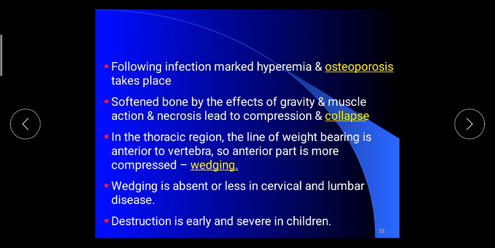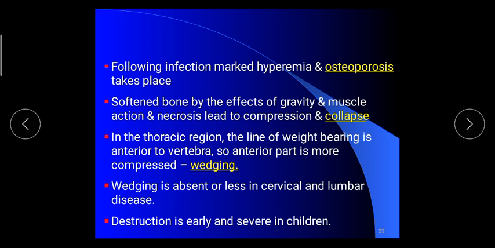Other things: there will be hyperemia when there is infection. This can lead to osteoporosis, and there will be collapse. Collapse is because of gravity, muscle action, and necrosis. The line of weight bearing is anterior to the vertebra, so the anterior part is more compressed, and this gives rise to wedging in the vertebra. This wedging will be absent or very little in the cervical and lumbar regions.